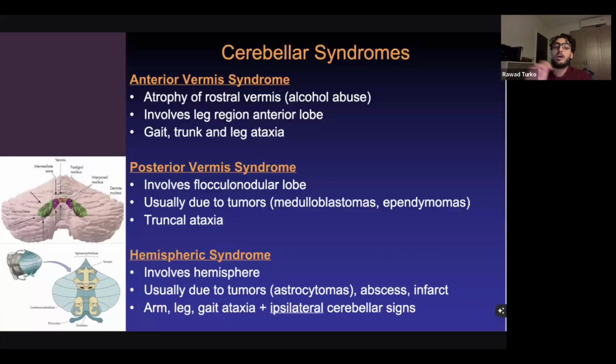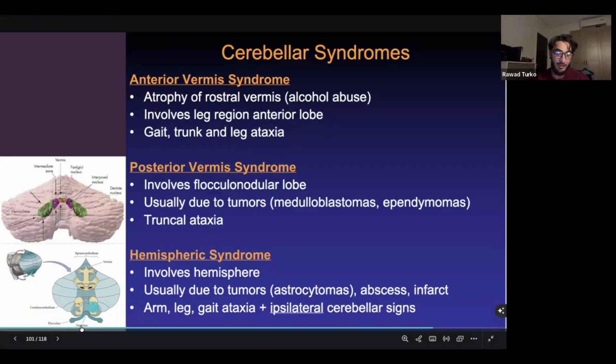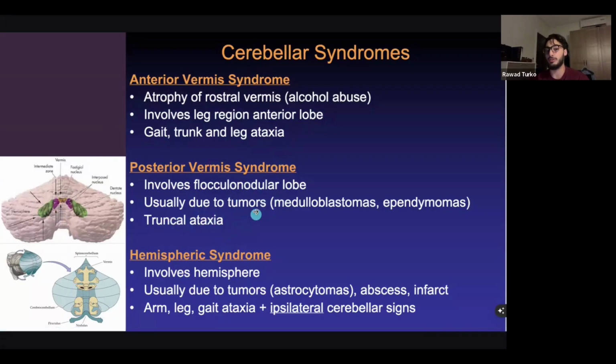Okay, so now we talk about the cerebellar syndrome specifically. We said the anterior vermis, and the vermis specifically, is responsible for trunk muscles. So if we have an anterior vermis syndrome, you're going to have atrophy of the rostral vermis. It's going to involve the leg region, anterior lobe, and it's going to be mainly gait, trunk, and leg ataxia. Okay? Posterior vermis, which is going to involve the flocculonodular lobe, you're going to see nystagmus and things like that. You could also see truncal ataxia, and it can be because of tumors.